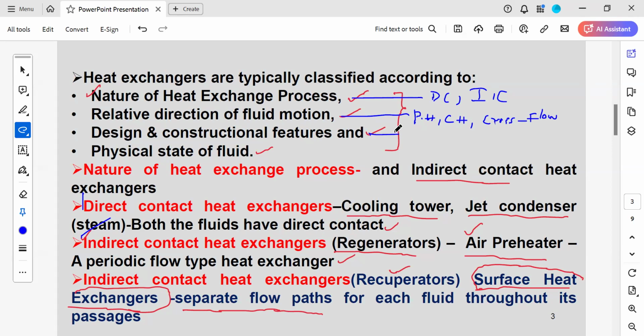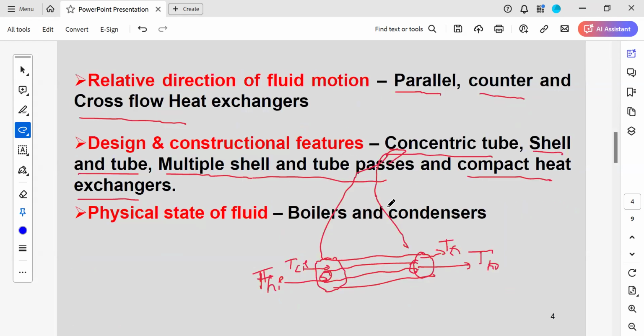Based on the design construction, we have concentric tube heat exchanger, shell and tube heat exchanger, and next one is compact heat exchanger. Next one is based on the physical state of the fluid: boiler and condenser. So these are the classifications of heat exchangers. I hope you understand this concept of classification of heat exchangers.